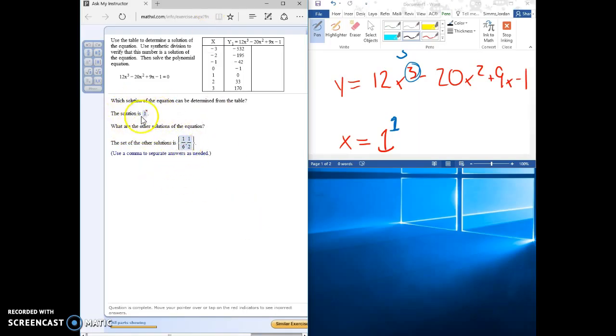I suspect your biggest snag was just right there. They only want the first solution first, and then they want the other two that you found using synthetic division last. So I hope that helps. If not, please let me know.